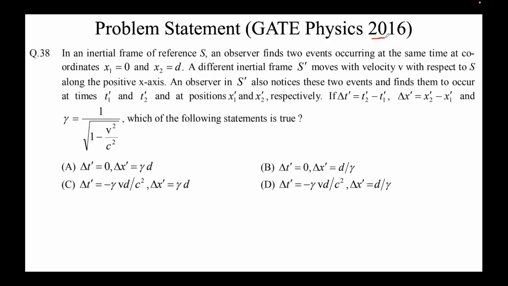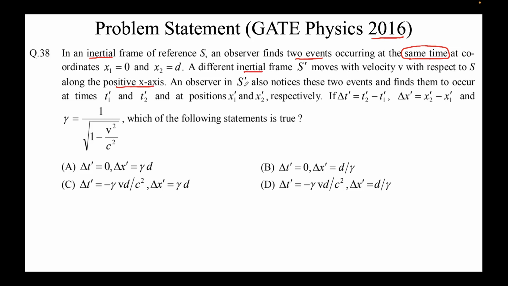The problem statement from GATE Physics 2016 reads as follows. In an inertial frame of reference S, an observer finds two events occurring at the same time at coordinates x1 equal to 0 and x2 equal to d. A different inertial frame S prime moves with a velocity v with respect to S along the positive x-axis.